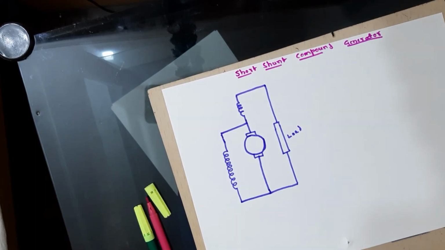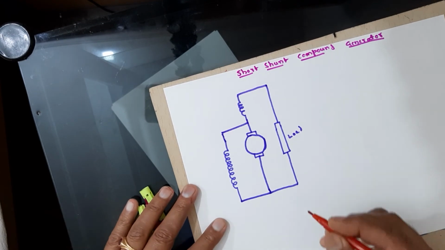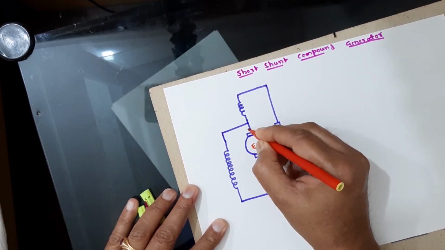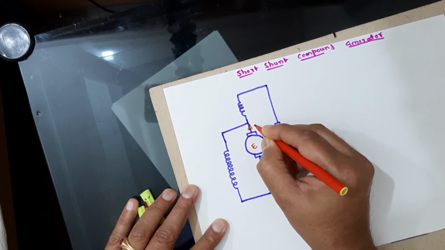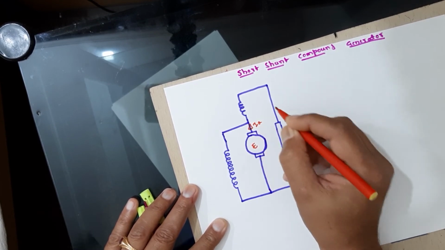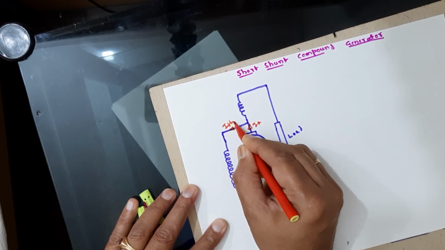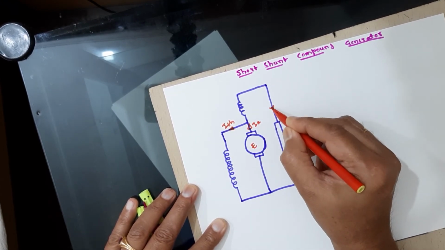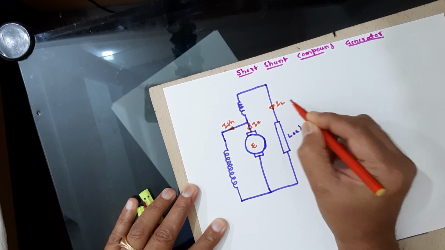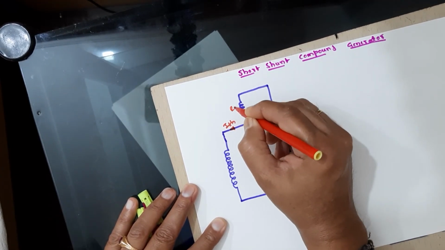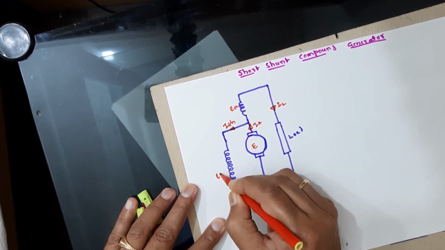Then we can mark the different values here. That is E here. Carefully you can see the currents here. It is IA here, ISH here, and IL here. Okay, it is R series, it is RSH.